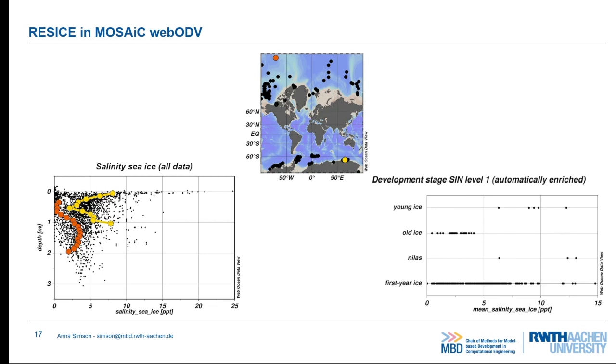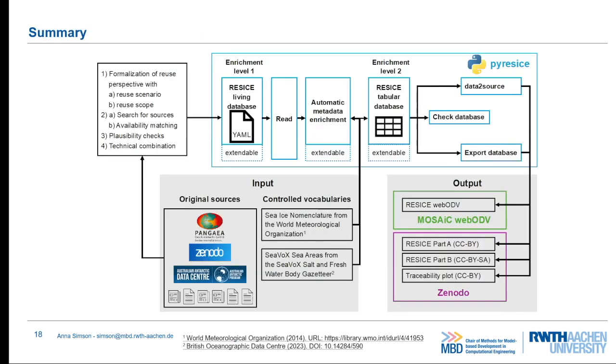So the resulting database is real, and it is also publicly available in the interactive Mosaic Web ODV provided from AWI. On the top, you can see all the locations of sea ice cores. On the lower left are all the salinity data from sea ice, and on the lower right, you see the development stage, for example.